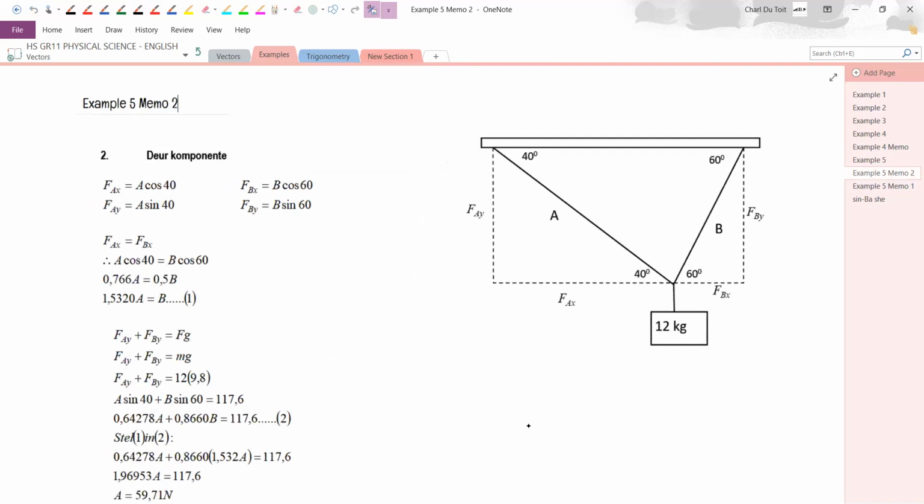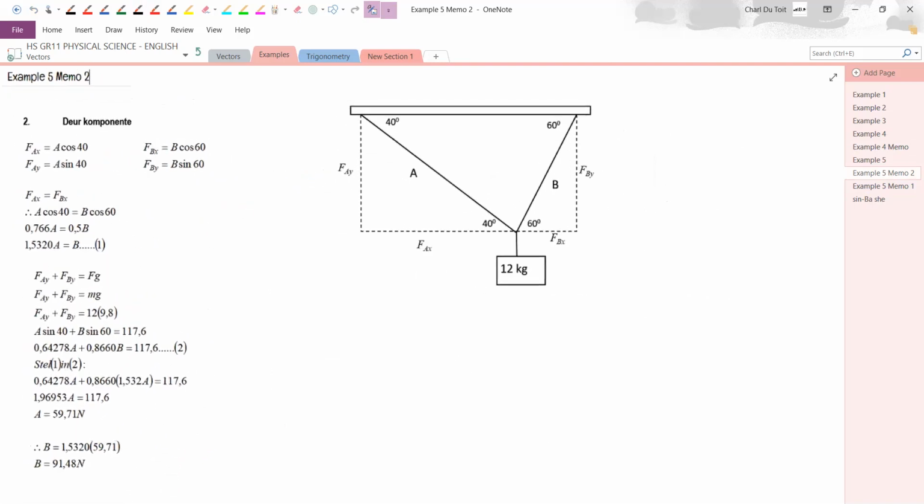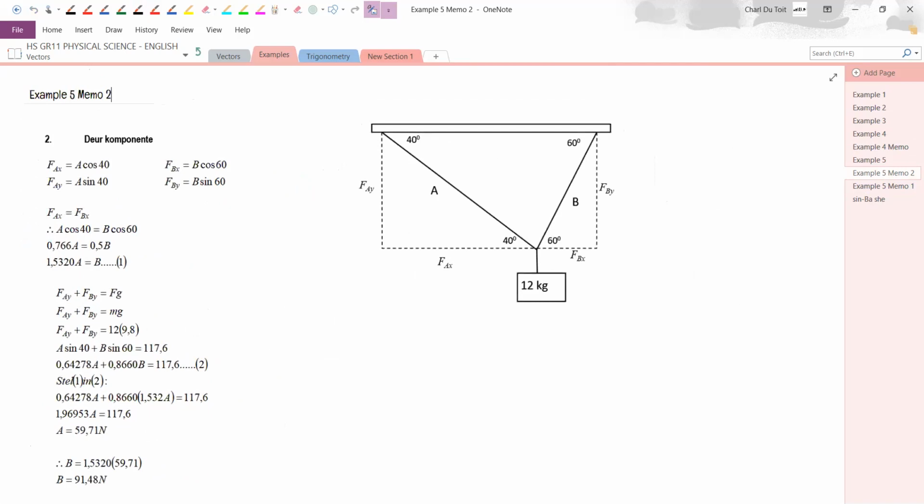And then this is the component method. It's much harder, much longer. But you can just photograph that as well, because I'll probably have to go through this one too. Okay.